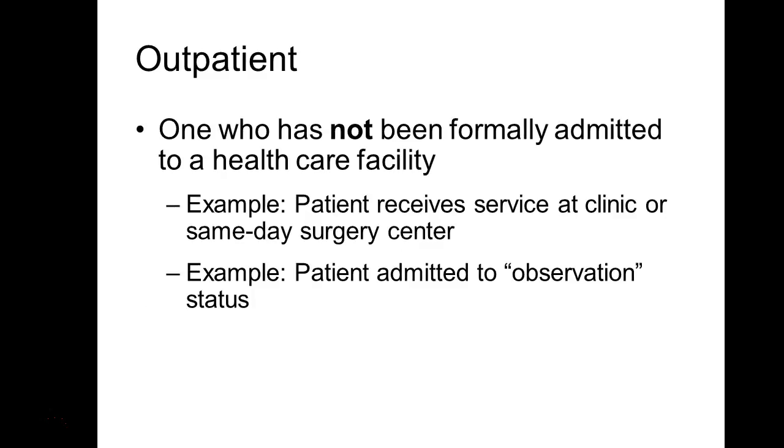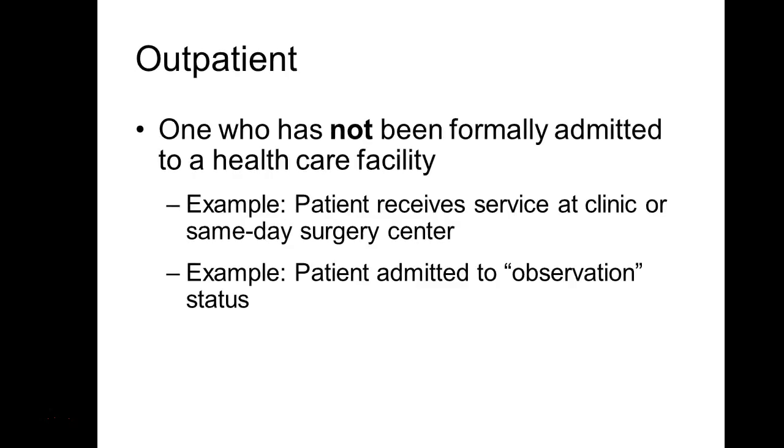Again, outpatient is someone who has not been formally admitted to a healthcare facility. Again, formal admission is paperwork. There has to be a signature, both from the provider and from the patient. The provider has to state the reason why they are admitting the patient to the hospital or nursing home, and the patient, or again, could be a surrogate of the patient or a guarantor depending on the situation, also signs saying, yes, I allow this person or I allow myself to be admitted to this facility.